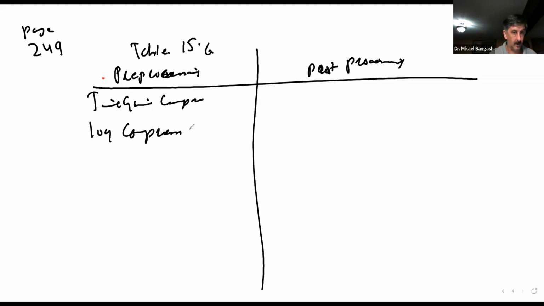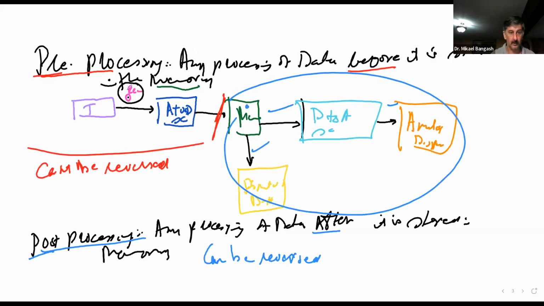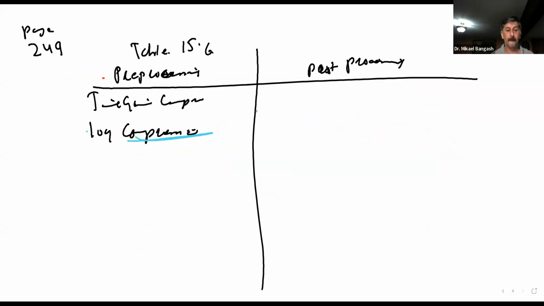Now they say log compression. Don't worry about the log. Log compression is mainly just what we call compression. And again, it's a receiver function. And as I said, receiver functions are going to be part of pre-processing, because any processing of the image data before it was stored in the memory is what we call pre-processing. Is that clear?